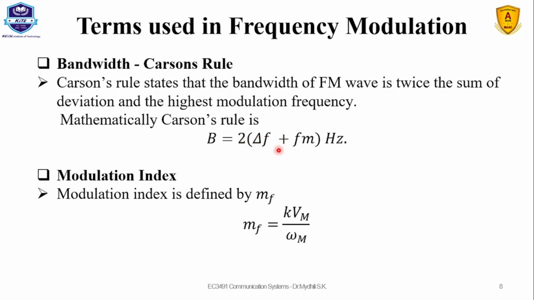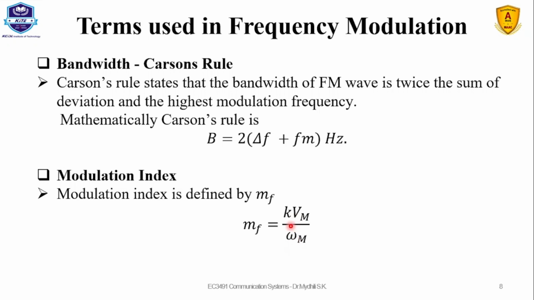So you can say it is given mathematically as twice the sum of the change in frequency with the highest message signal frequency. So it is 2 of del f by fm in hertz. Next is an important term. There is a modulation index referred for frequency. It is denoted by mf. It is nothing but k into Vm divided by omega m.